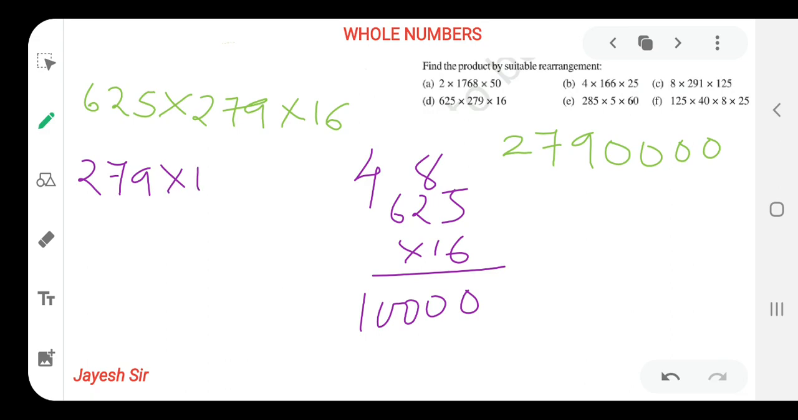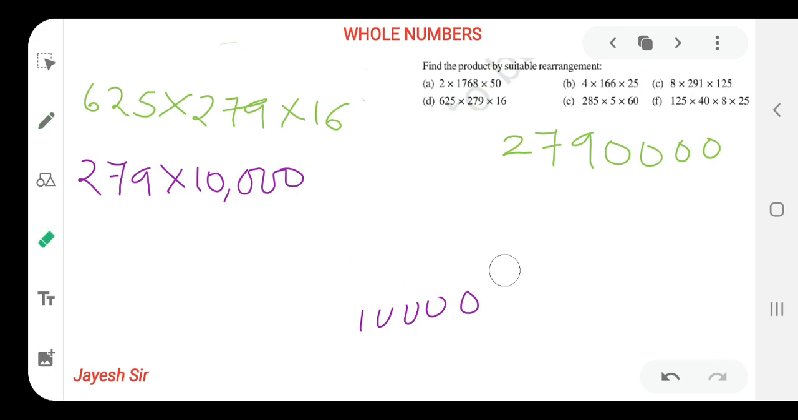279 should be multiplied with 10,000. As I was knowing the table of 16, so I have done it directly. You can do directly also, but you should have a grip on that method. You should not use any of the method if you are not having a lot of practice, as I am having on each and every method and command on each and everything. So you should prefer your method only.